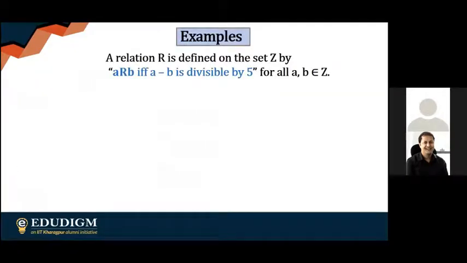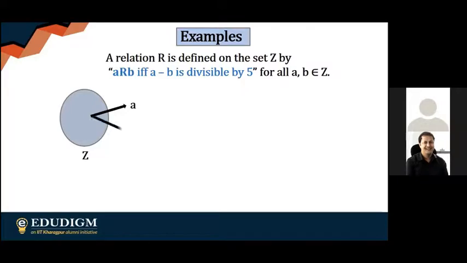So let us consider a relation capital R on the set of all integers Z. And how is this defined? Two integers a and b are related if and only if a minus b is divisible by 5. So let's check whether it's reflexive or not. There's a very general approach for these kinds of sums. What you are going to do is, from the original set, take any element. Now it should be related to itself.